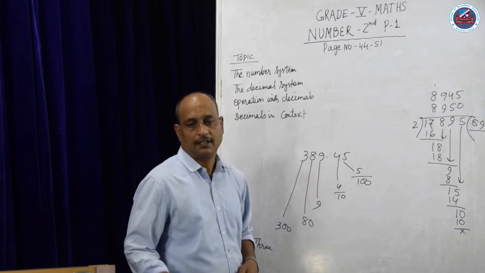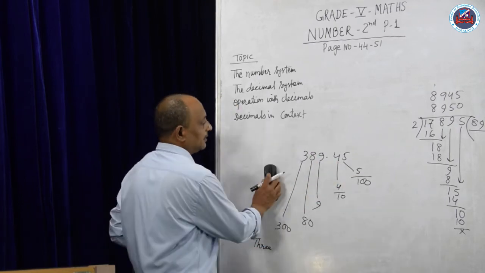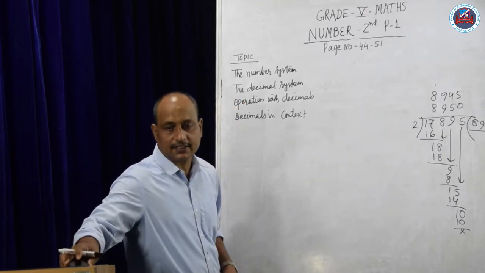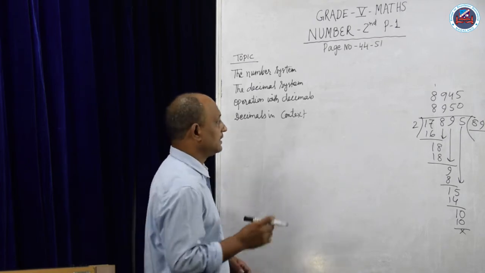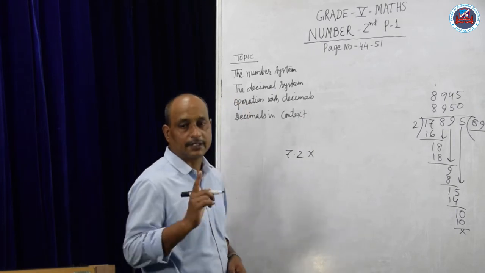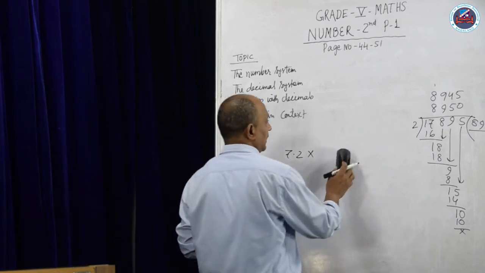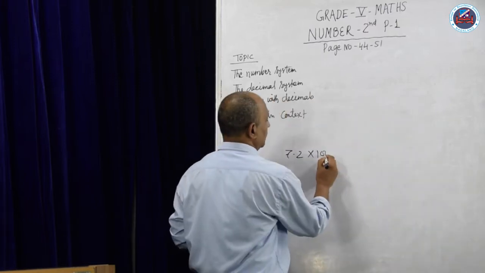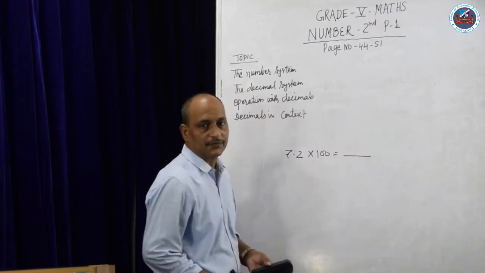389.45. I think you got it. Now let us move to another, that is missing number. Let us take one example. 7.2 into 100 equal to how many?